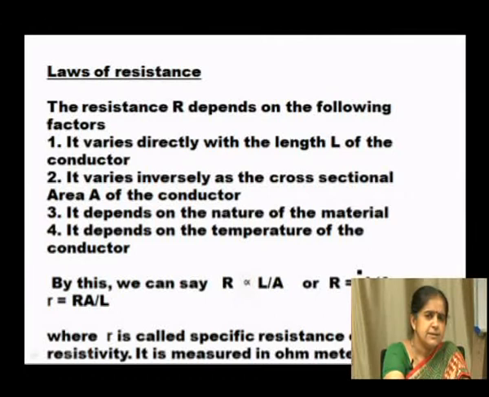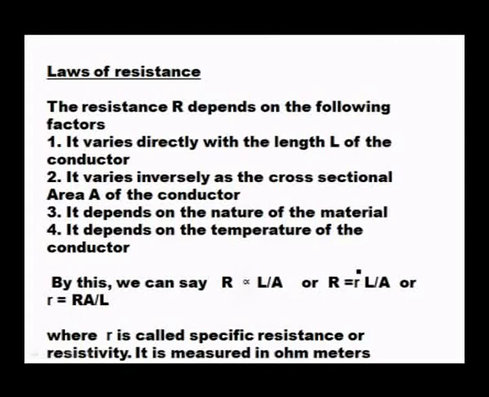Then this is the law of resistance, which indicates the physical parameters on which the resistance of the material depends. Now let us look into these physical parameters on which the resistance of the material depends, and these are combined in the form of a law, and that is called the laws of resistance. So what does this law of resistance say? Let us see now. The resistance R depends on the following factors. What are the factors on which the resistance depends? Let us see one by one.